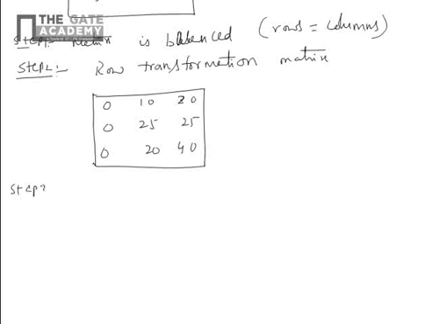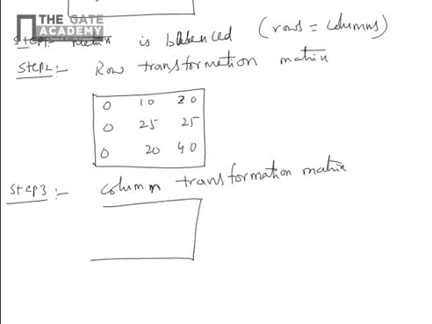Second step, step 3, create the column transformation matrix. Similarly, subtract the minimum value from the other values in that column. 10 is the minimum value in column 2. Subtract this from the other values. So subtract here, 20 means 0, 5, 20.